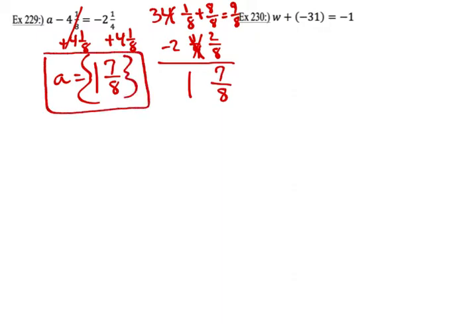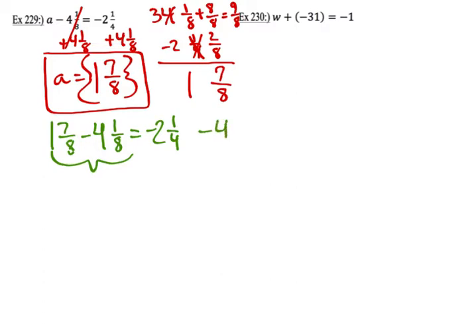Now checking the solution, we're going to have 1 and 7/8 minus 4 and 1/8 equals negative 2 and 1/4. Now we're going to have to do a little bit of math right here. The negative 4 and 1/8 is larger than the positive 1 and 7/8, so I'm going to have to set it up as subtraction this way.